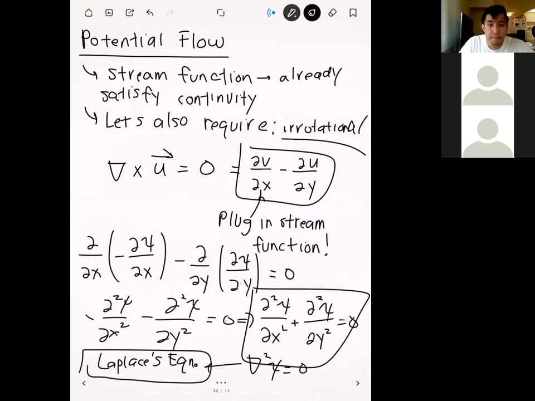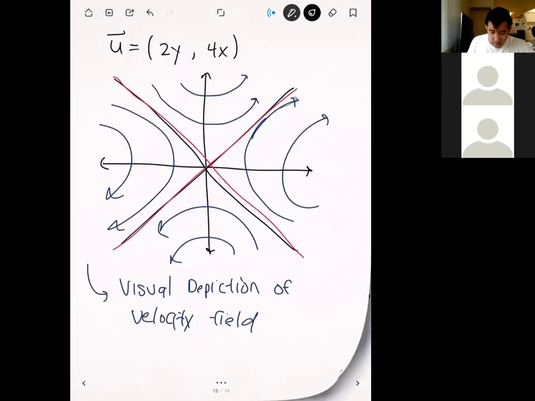Professor? I had a question. How do you know which way the streamline would go? Yeah, that's a good question. For this particular example, the way that we can find these vectors is that we can just plug in values of x and y. So let's just take a point right here.